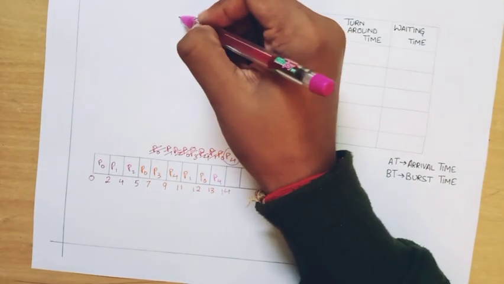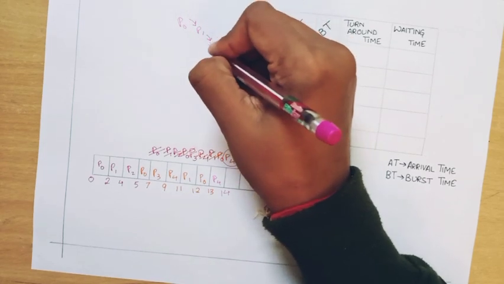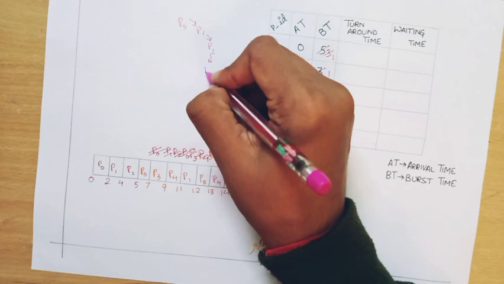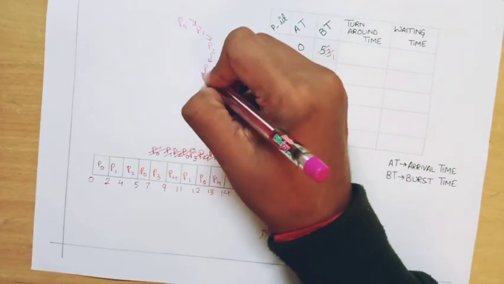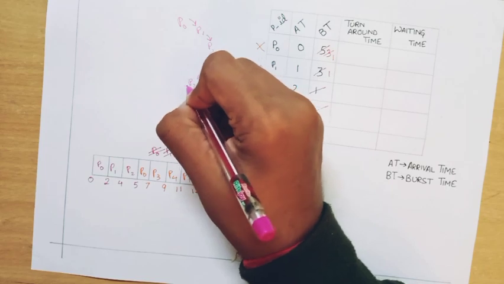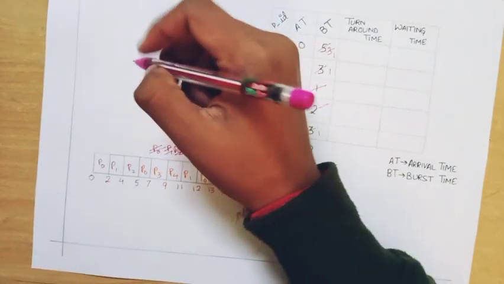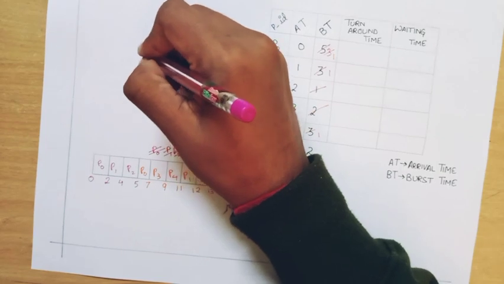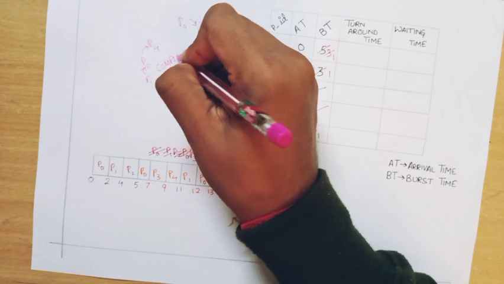So what did our arrangement become? P0, then P1, then P2, then again P0. Then P3 and P4, then again P1, P0 and P4, and the process is complete.